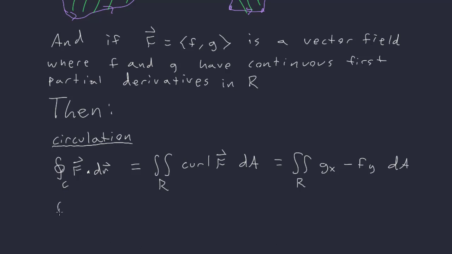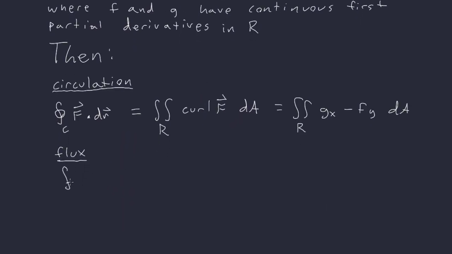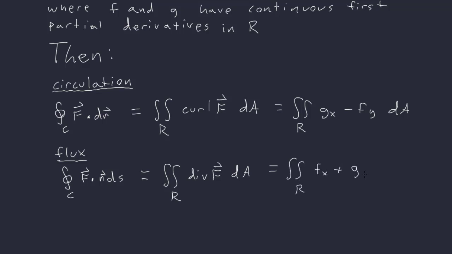Okay, and then there's a flux version of this. The flux version is the line integral over C of F dot n ds, which will instead be the double integral over R of the divergence of F dA, or the double integral over R of f sub x plus g sub y dA.